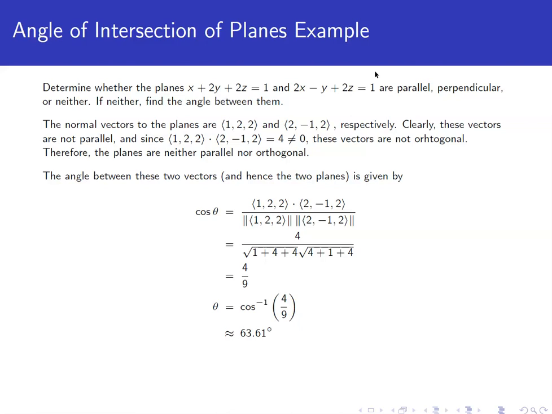And we'll always use the acute angle, so if you do the dot product of the normal vectors and it turns out to be negative, that would give you the supplement of the angle that you're actually interested in. So you would just make the dot product positive.